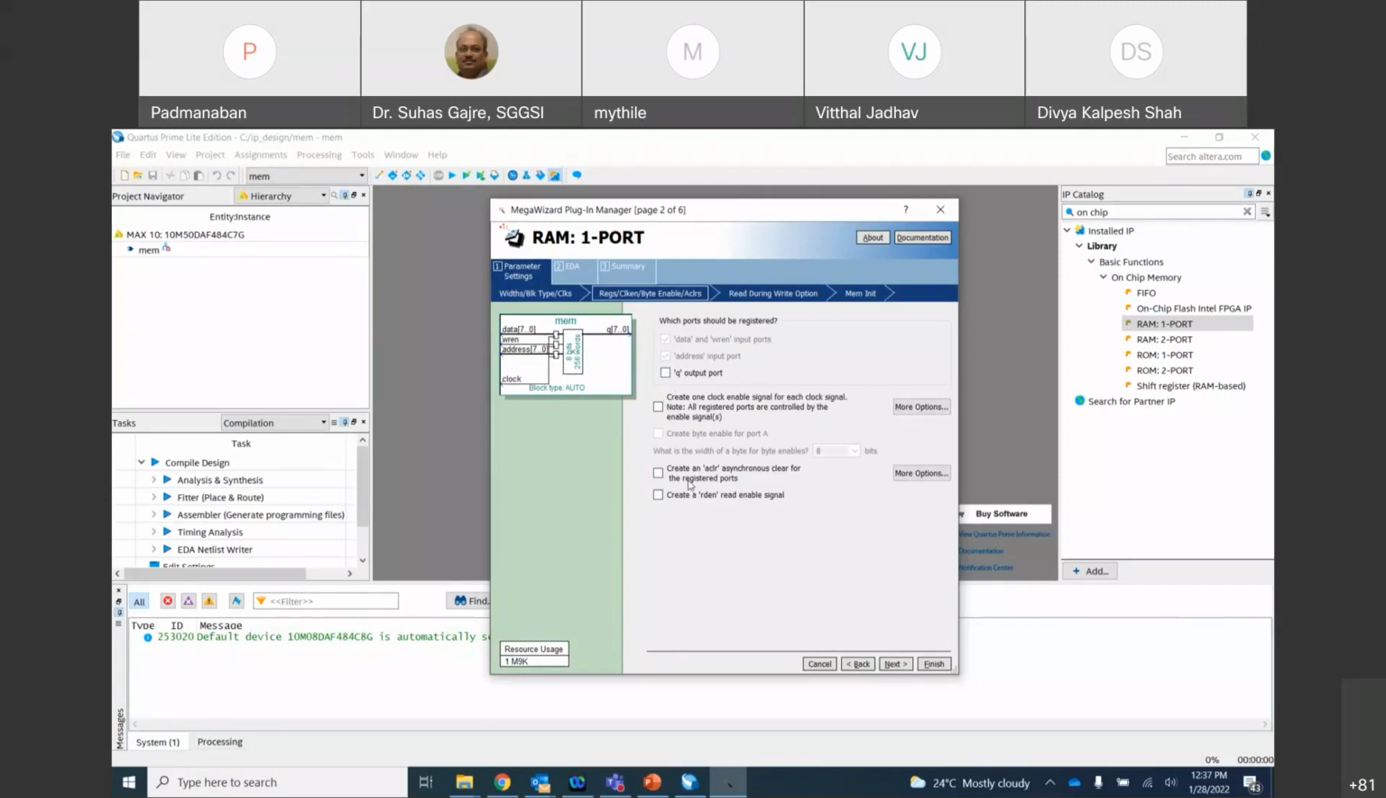And then if you wanted to add any clock enable signal, asynchronous clear, or read enable signal in your design, then you can enable this information here. Now say next.